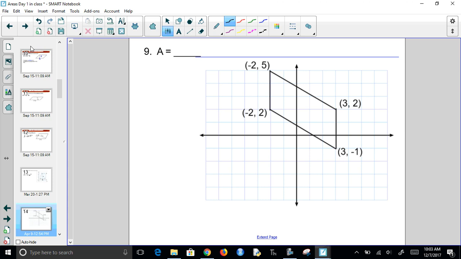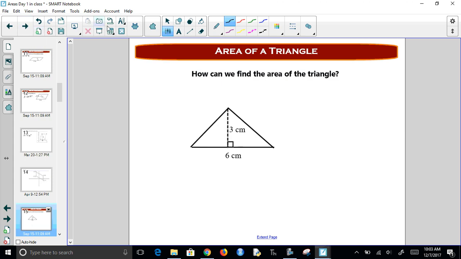All right, now I think you guys can go from there. How do we find the area of a triangle?